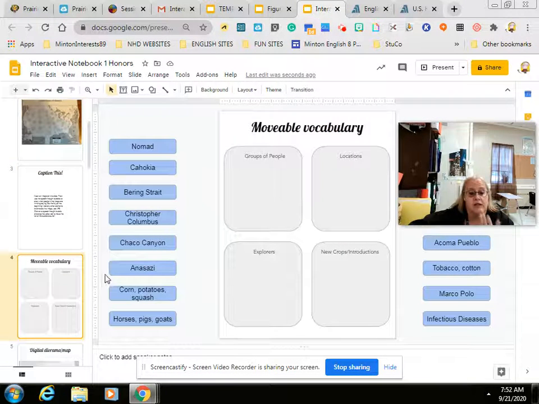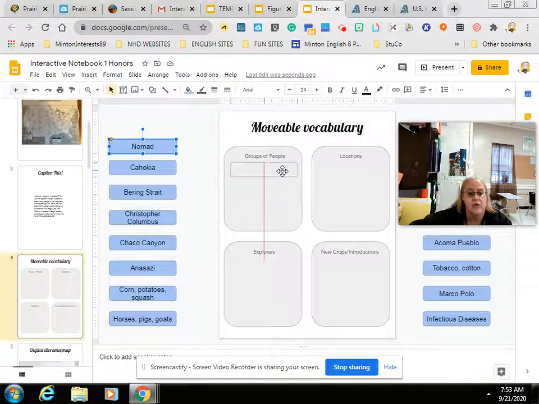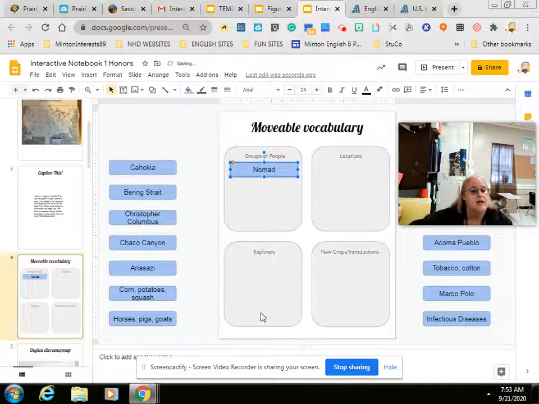Movable vocabulary. Obviously, this is vocabulary that came up within the beginning of this first unit that we looked at, New World Encounters. And so you would take the word nomad. Nomad is a group of people who move around based on the game or the weather or things of that nature. They're not sedentary. They don't stay in one spot. So I'm going to take their name and put it under group of people, right?